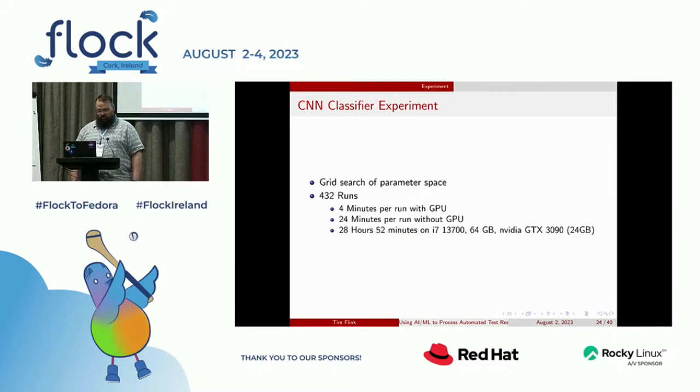And I just want to make a bit of an aside. There's been some conversation on some of the Fedora lists about, do we really need GPUs? And I want to point at this, where this is the same machine. I ran the same network on the same data, and it took 4 minutes to run with a GPU, and it took 24 minutes to run on just the CPU. So it is dramatic. And even just with 4 minutes per run, that still took more than a day running constantly. And it's a 13th Gen i7 with a 24 gig 3090.